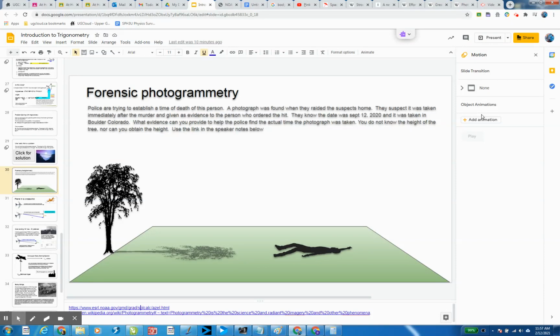We're going to look at a situation using forensic photogrammetry, how to take a picture and figure out some drug kingpin's house, and it was proof that the hit on Vinny the Ice Pick was done. And the police don't know the time it was taken, but they know it was taken on September 12th, 2020 in Boulder, Colorado. So, what evidence can you use in the picture to find the exact time of day this murder was taken? Because you know that the hitman took a photo to prove he'd done it. So, this should be contemporaneous with the time of the shooting.